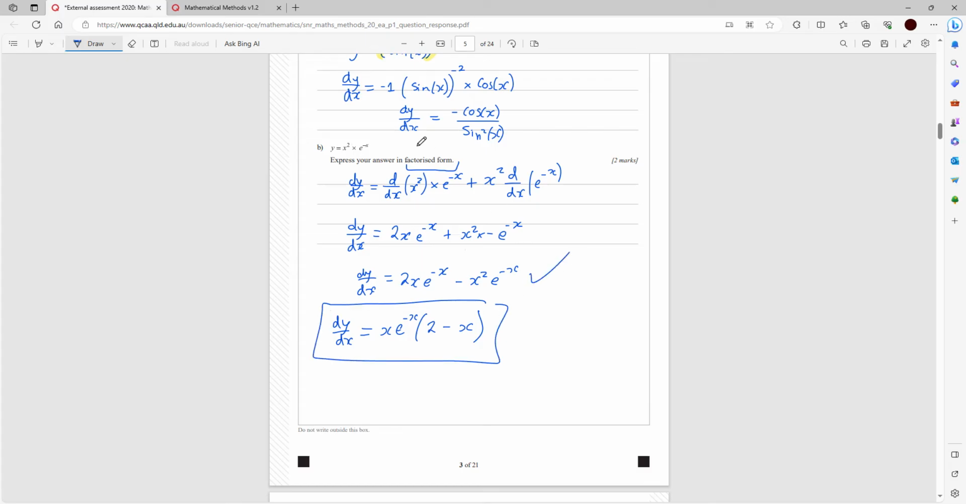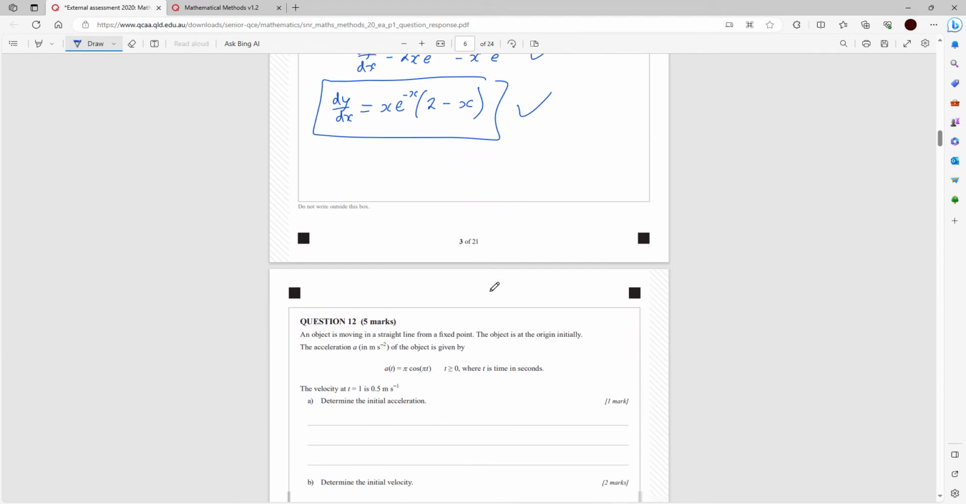That is correct, but they're specifically looking for factorized form, so this would be the overall correct answer in the marking guide for this test. Okay. If you have any questions about that, just leave something in the comments and I'll try my best to answer it. Alright, let's go down to question 12.